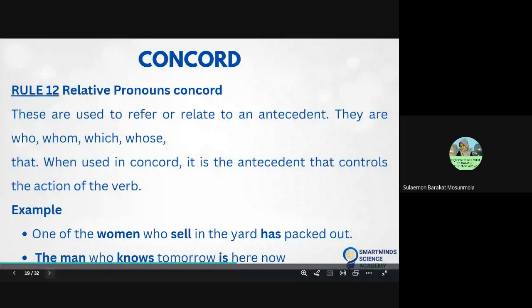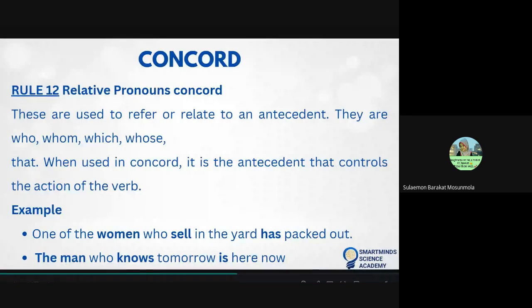Relative pronouns concord. When we use relative pronouns, pronouns that introduce, relative pronouns introduce. The President and Minister of Defense is here. Okay, what are you saying here? The President and the Minister of Defense are, can we use this to determine what we are going to use?